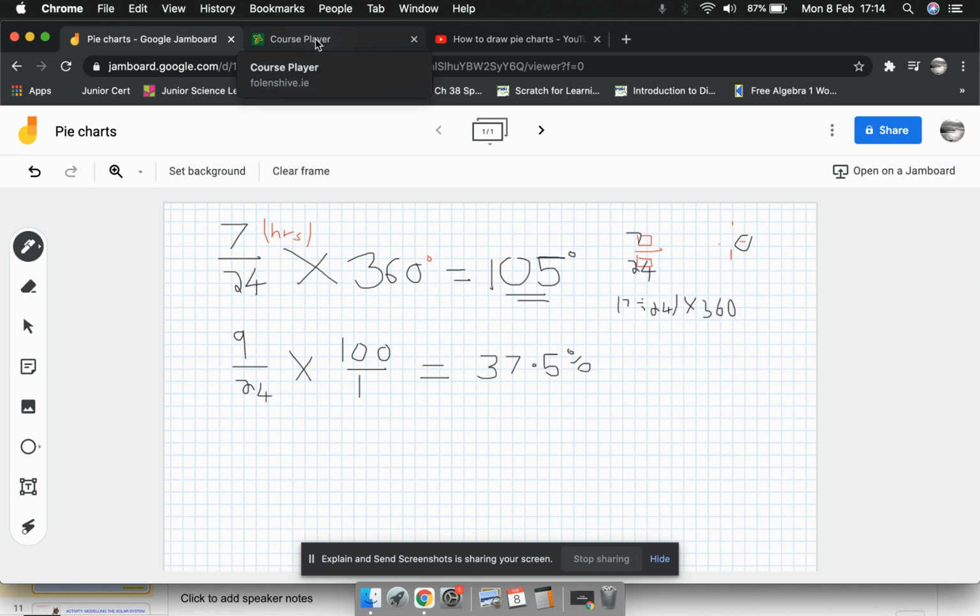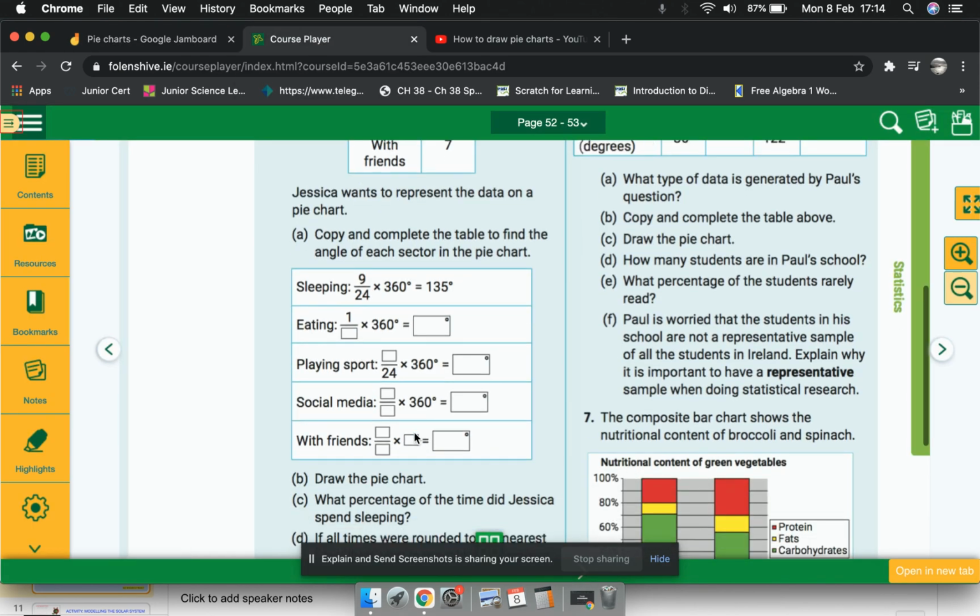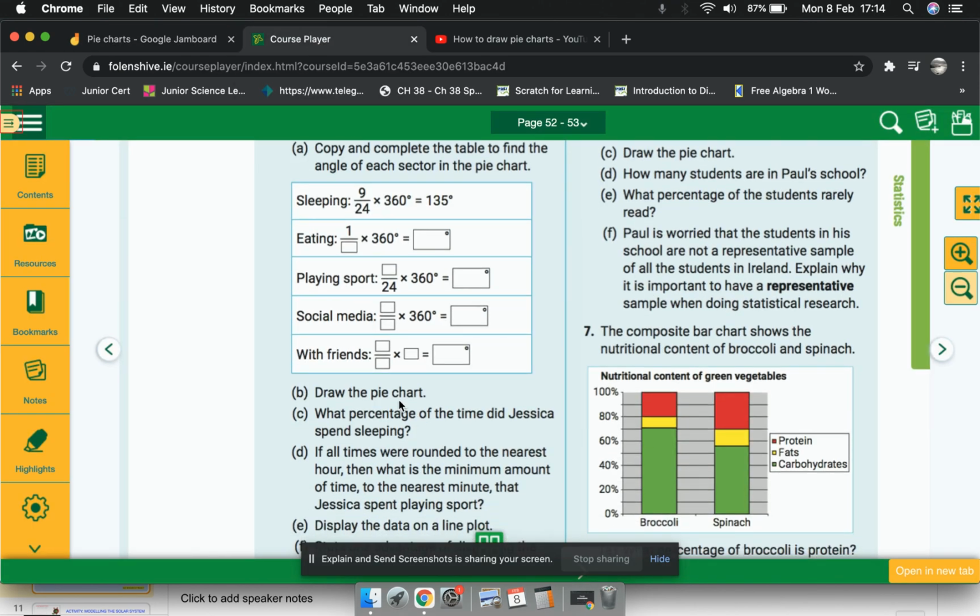Right, repeat that for every single one of these and you will get a value. The next thing it says is to draw a pie chart.